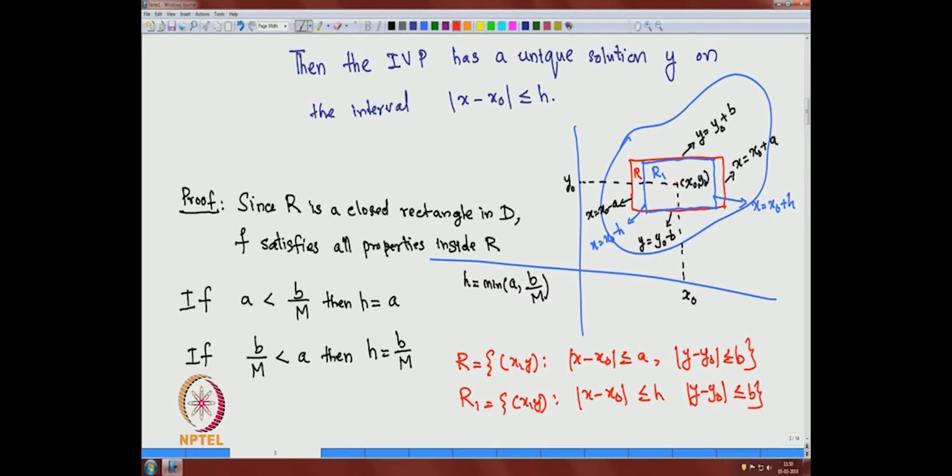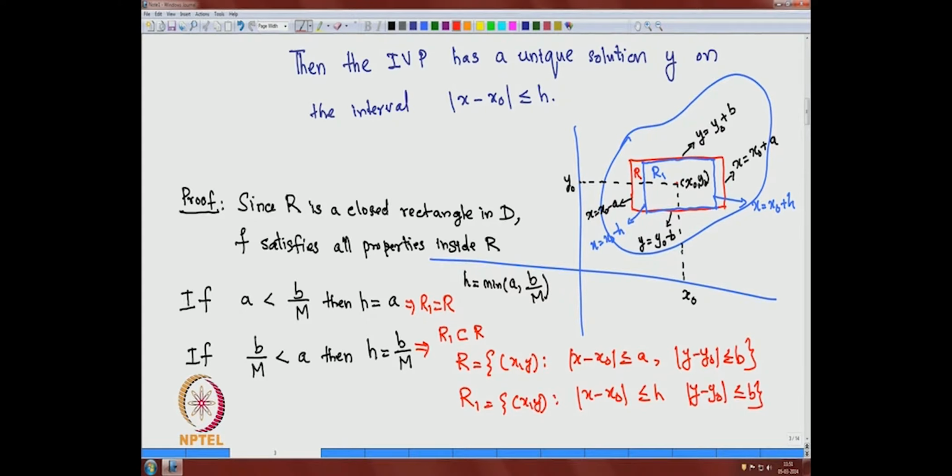So if A is less than B by M, then these two rectangles coincide. In this case, R1 is the same as R. If A is greater than B by M, in this case, we'll see that R1 comes inside R.